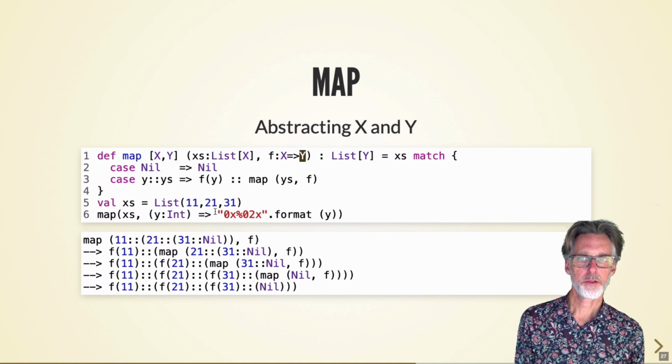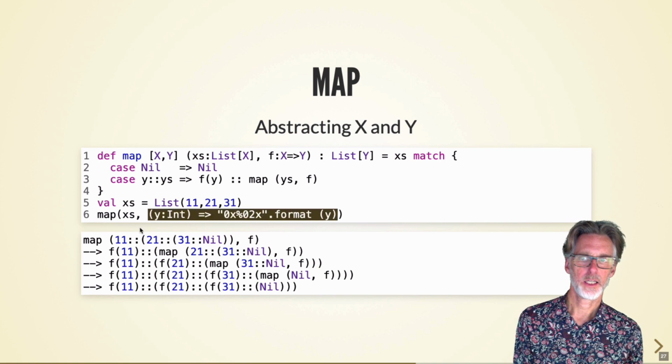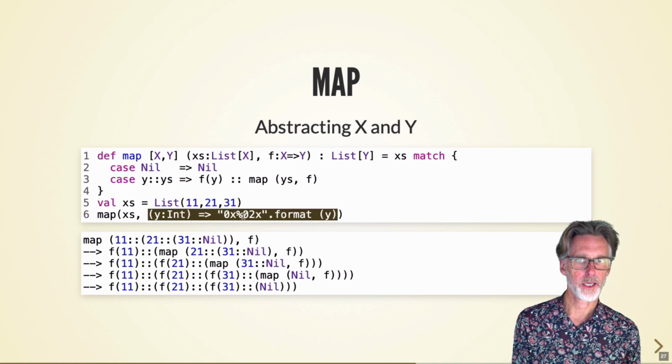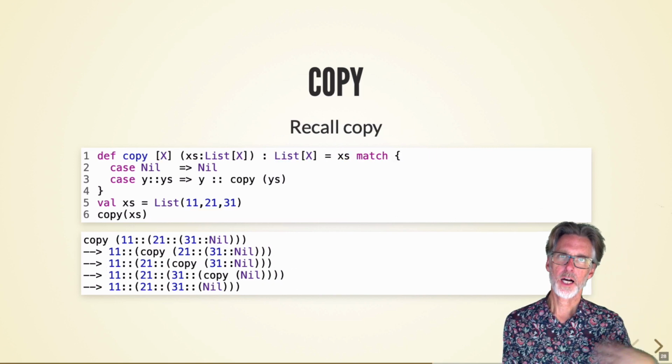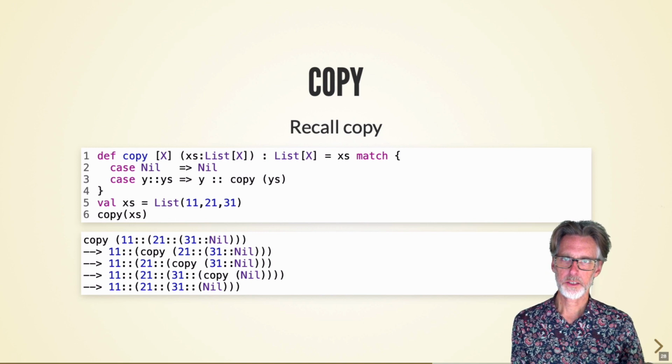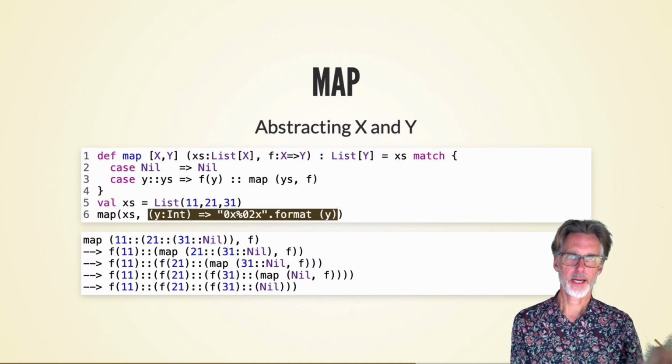Here's such a transformer function. It's going to take an integer and produce a string. And it works just fine. This is very similar to the copy function we had earlier. So let's just go back and compare back and forth between map and copy.